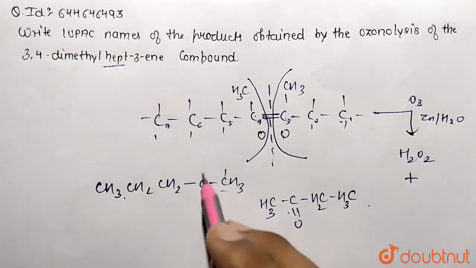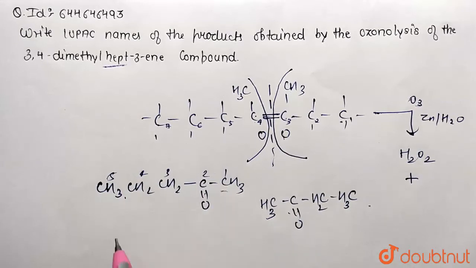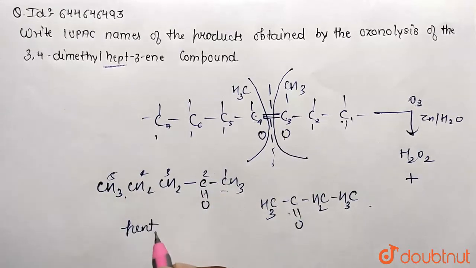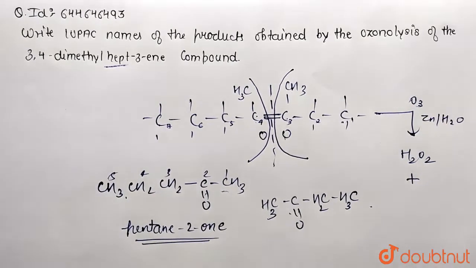How are we going to name them? 1, 2, 3, 4, 5. So it is basically pentan-2-one. We can write pentan-2-one. The 2-one is representing the ketonic group.